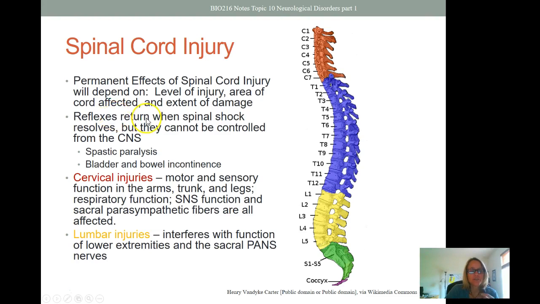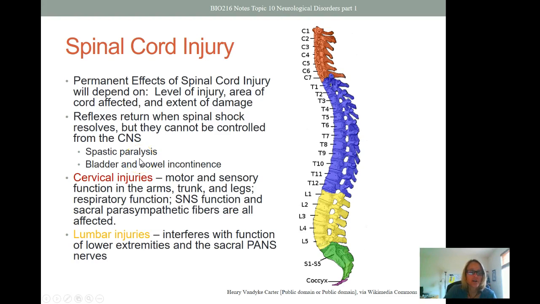Reflexes will return when spinal shock resolves, but remember those reflexes aren't going to be able to be controlled by the central nervous system, okay? Because we've lost communication by severing or damaging the spinal cord. We've lost communication between the central nervous system and the peripheral nervous system. So this is going to result in spastic paralysis.